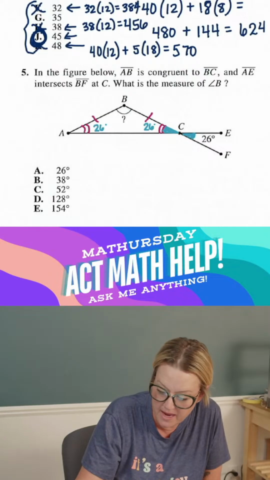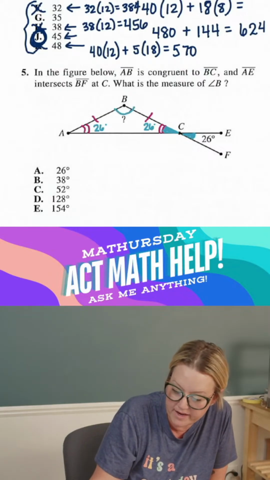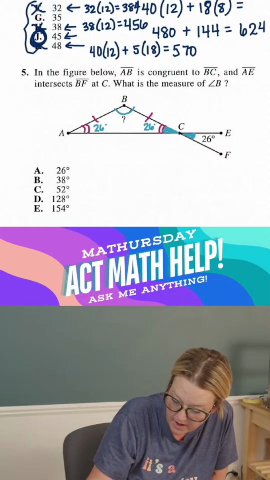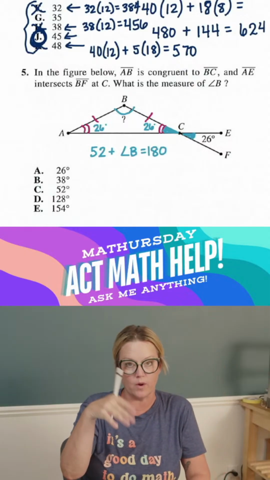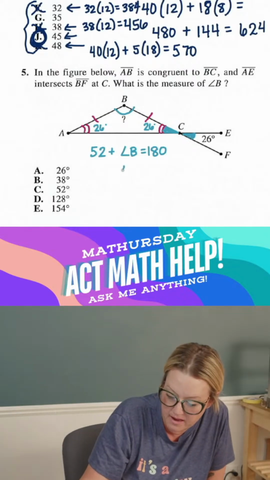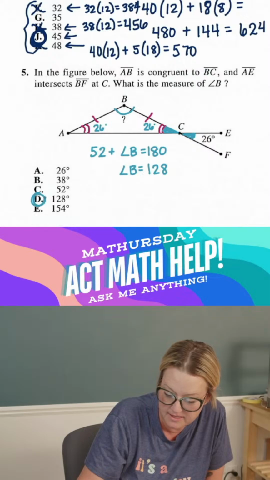So then angle B, that's here, that we're trying to figure out, right? We've got 26 and 26, that's going to be 52. So 52 plus angle B is going to equal 180. Again, the 52 came from 26 plus 26 from angles A and C. So angle B is going to equal 180 minus 52, which is 128. So the answer is D.